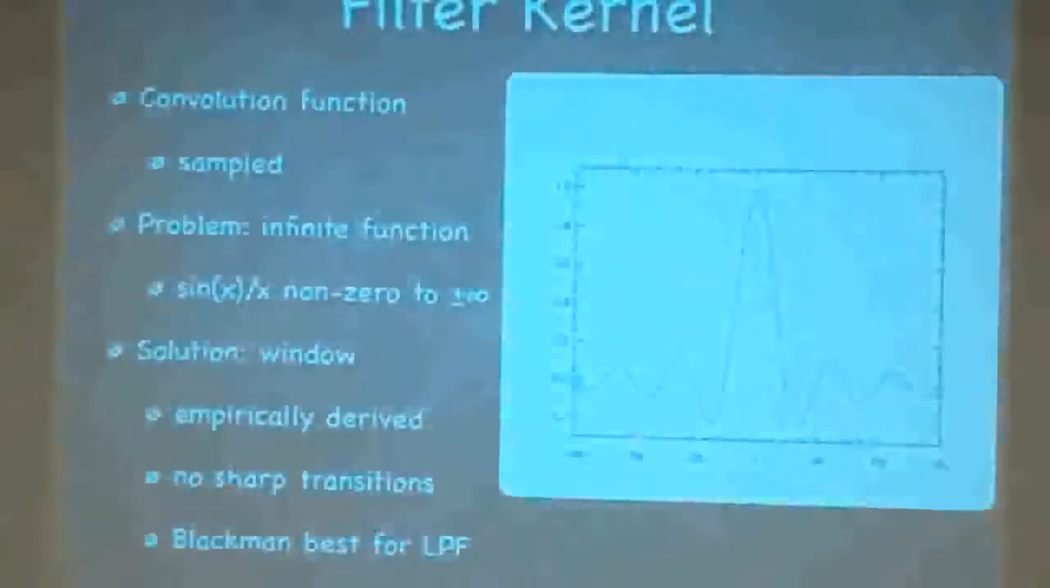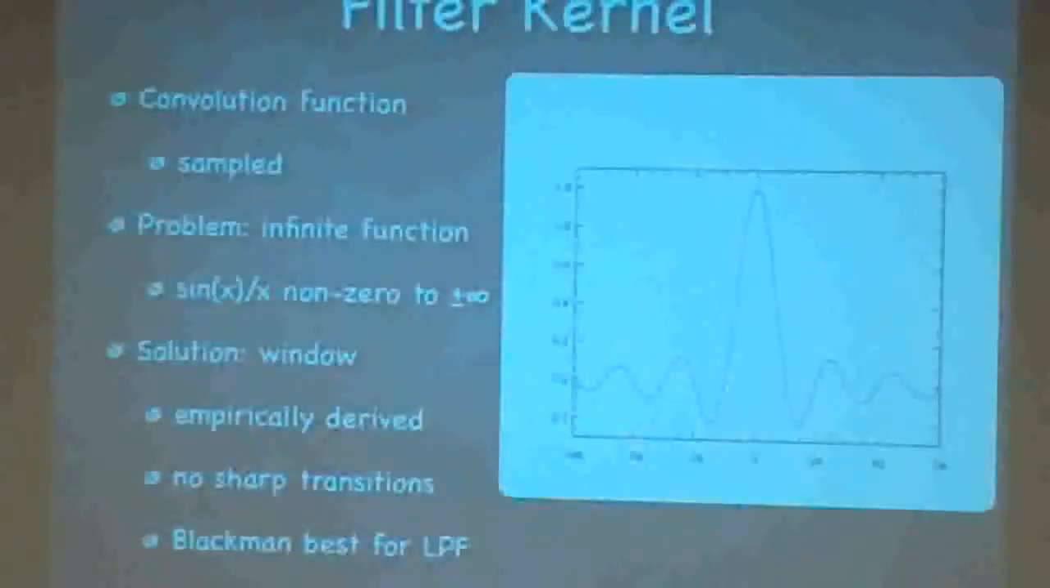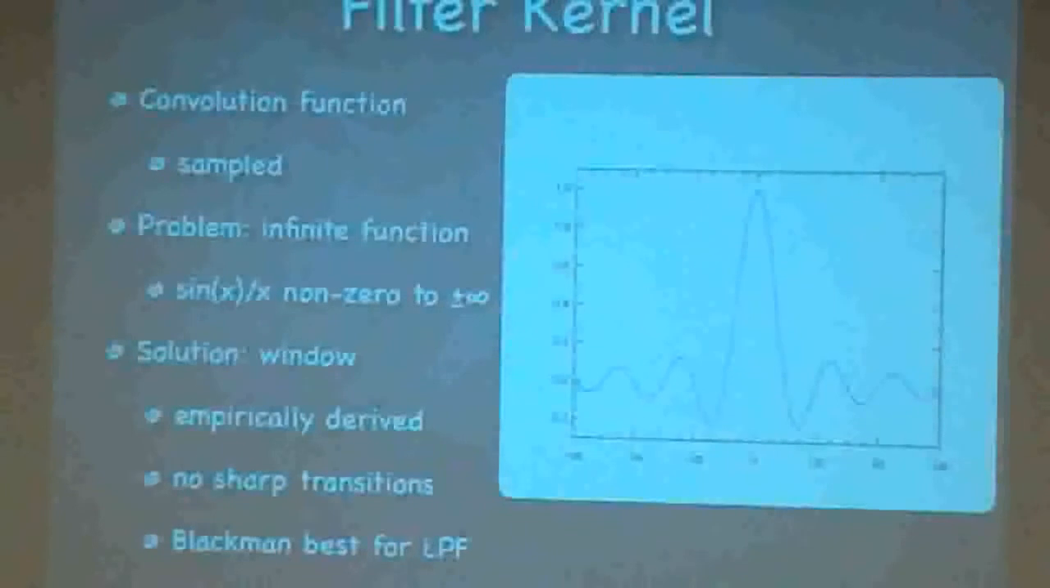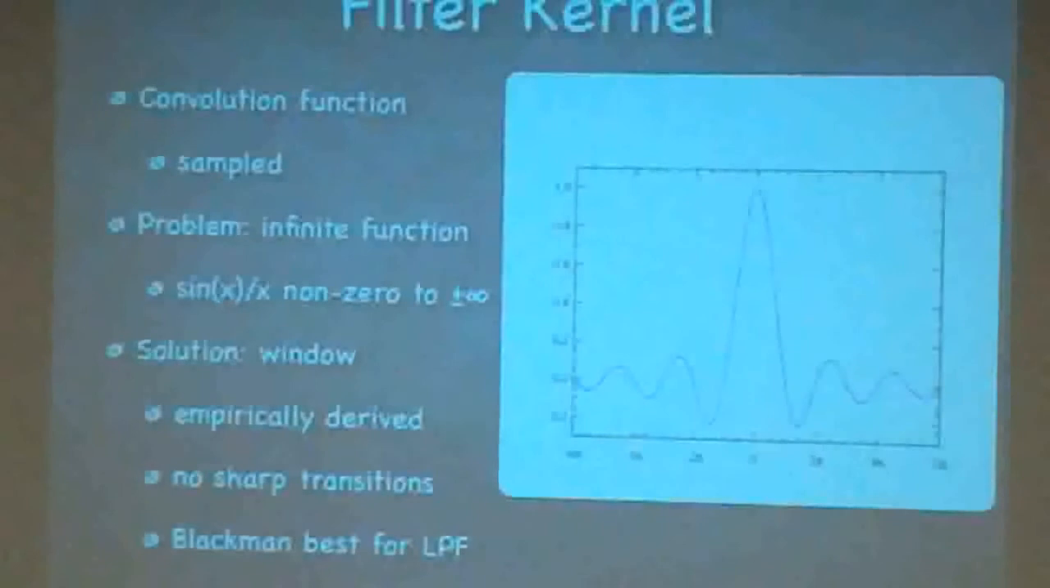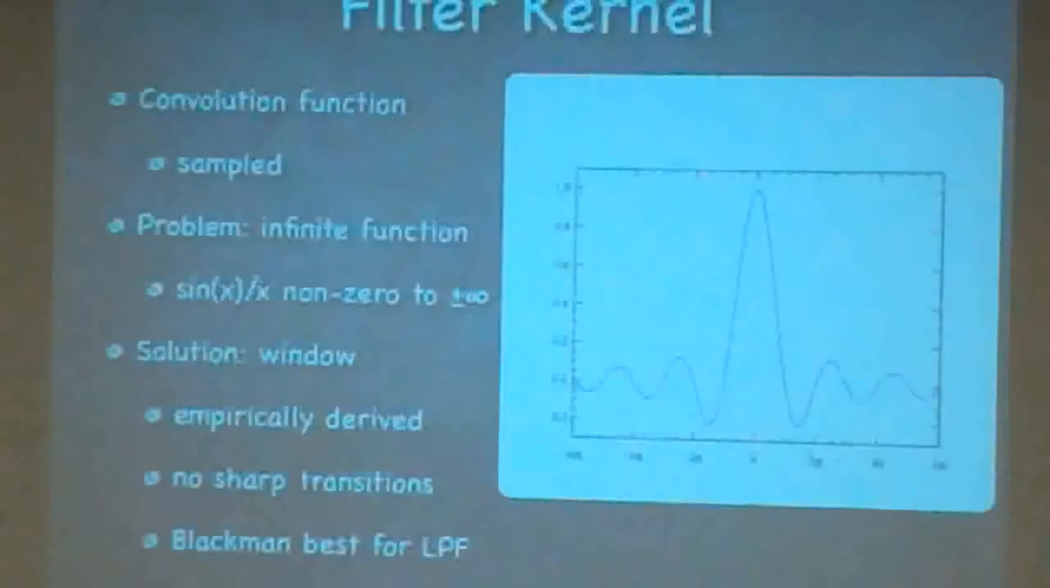Now, there's one problem, though. You have this great sine x over x, it looks like that, but there's a problem in that sine x over x goes on forever. It never goes to zero. And, of course, we're talking about a finite thing. We're going to finish the calculation at some point. So what do we do? Well, we have to cut it off. But you can't just chop it off here, because that'll create frequencies that are not there in the original. And this is where we get into kind of hand-wavy land.